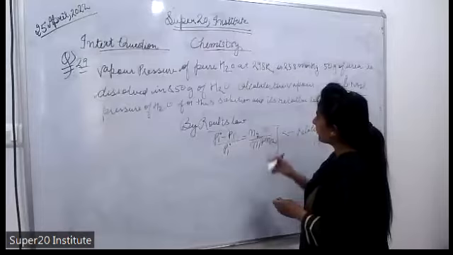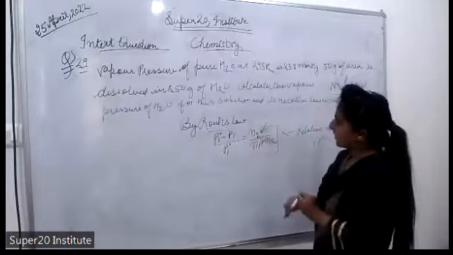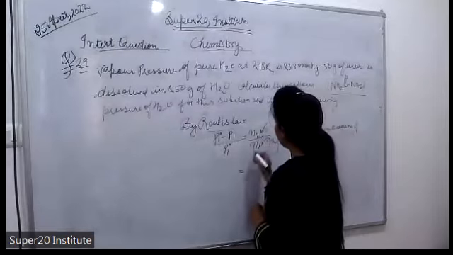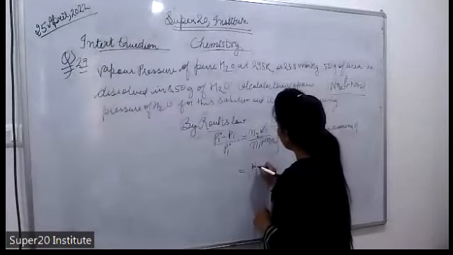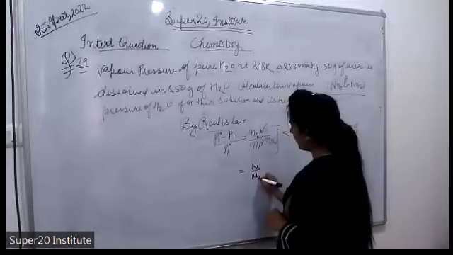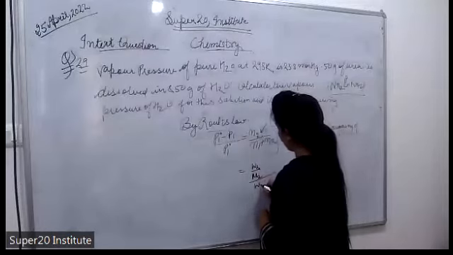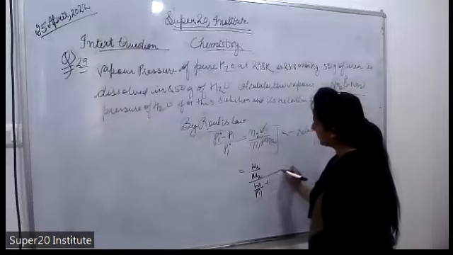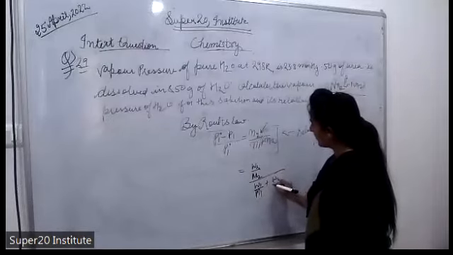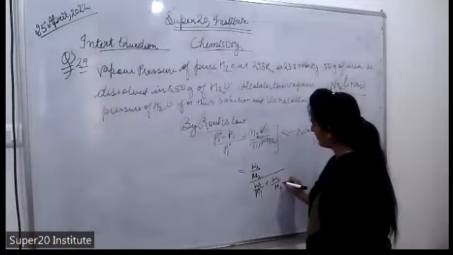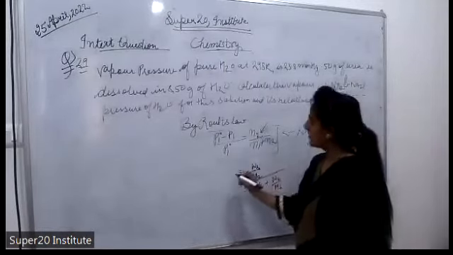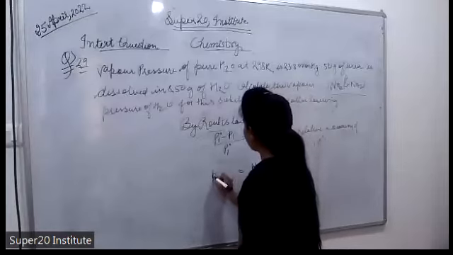Now, how to calculate the number of moles of component 2 and number of moles of component 1? So put their values here. Given mass upon molar mass, given mass of the first component upon molar mass of the first component, then given mass of the second component upon molar mass of the second component. Okay. So this is how the formula will expand.